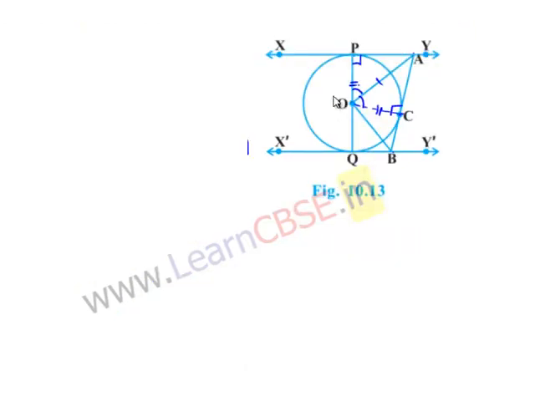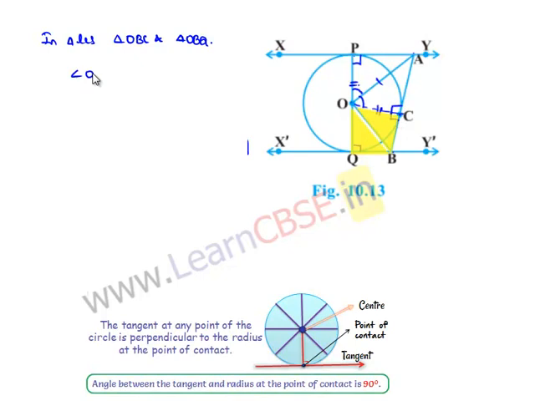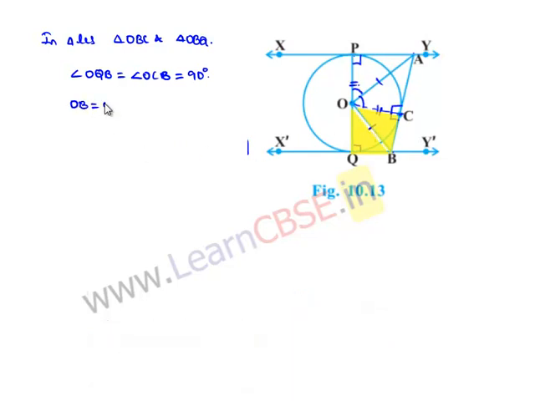Now again, let us consider the two triangles, triangle OCB and triangle OBQ. In triangles OBC and OBQ, angle OQB is equal to angle OCB, which is 90 degrees, since at the point of contact the tangent subtends an angle of 90 degrees with the radius from the center. Also in both triangles we have common side OB. That is, OB is equal to OB. And also OQ is equal to OC since it is the radius of the circle.